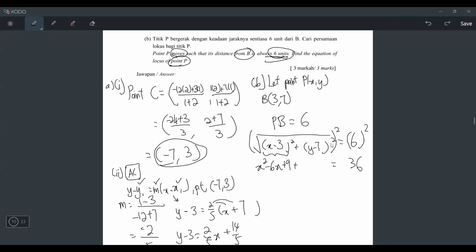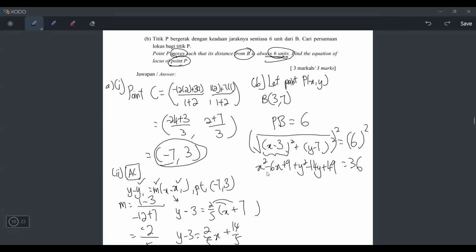Let's continue. Same thing. How to expand this quickly? Just take the front square. The front squared is y square. And then the front times the back times 2. So negative 7y times 2, negative 14y. And then the back squared. Negative 7 squared, positive 49, equals 36. The squares are all gone already, because I expanded already. And the square root is also gone because the square root and the square outside cancel.